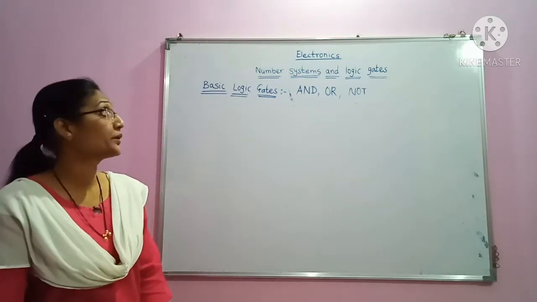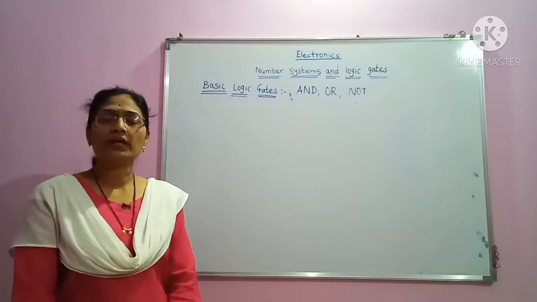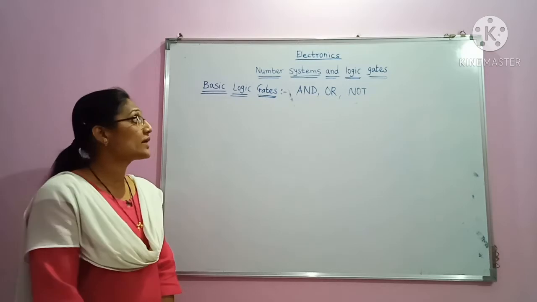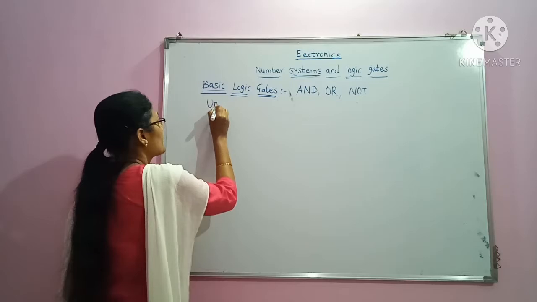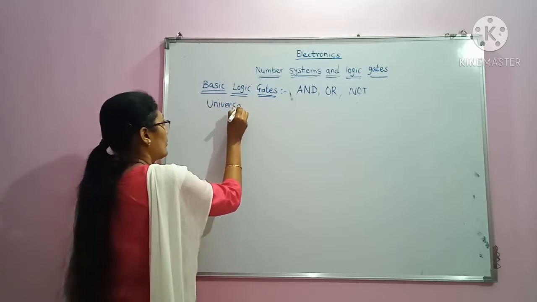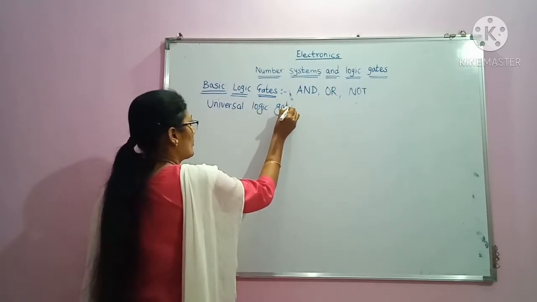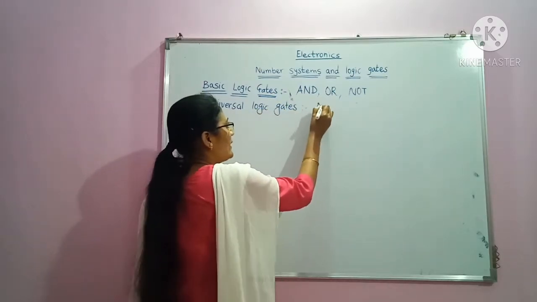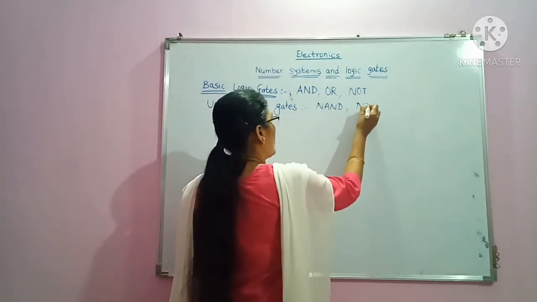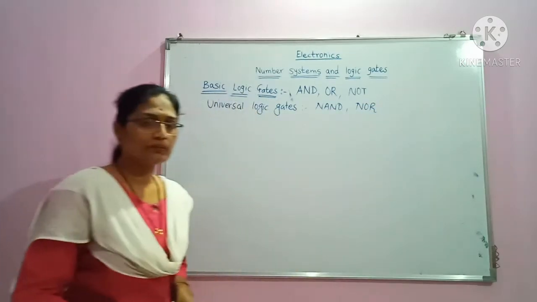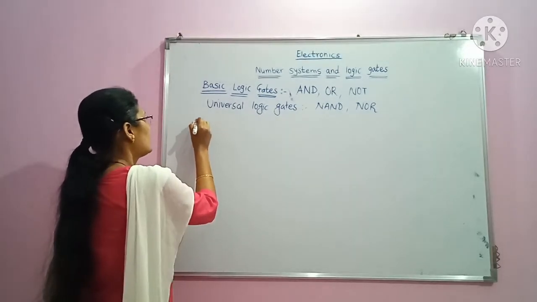We started our syllabus related to number systems and logic gates. In logic gates, we have covered up till now the basic logic gates such as AND gate, OR gate, NOT gate, then universal logic gates such as NAND gate and NOR gate.